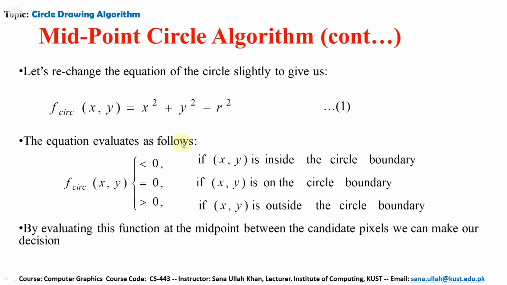If the equation evaluates f_circle(x, y) less than 0, then it means the point is inside the circle boundary. If it is greater than 0, the point is outside of the circle. If it is equal to 0, it means it is on the boundary of the circle. So by evaluating this function at the midpoint between the candidate pixels, we can make our decision, due to this formula, about which pixel or which points will be selected.